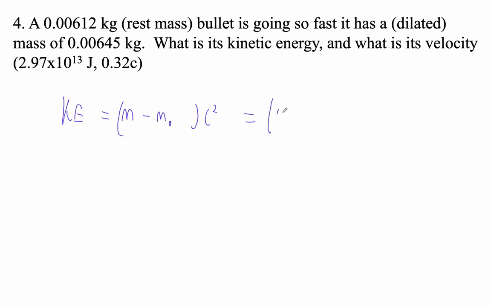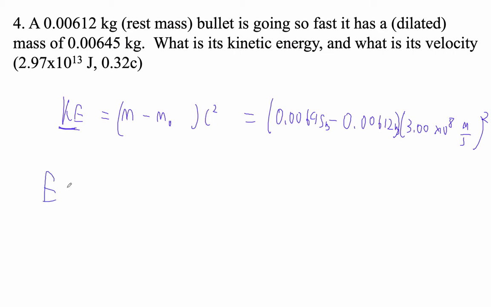The dilated mass is 0.00645. The rest mass is 0.00612. We're going to multiply by 3.00 times 10 to the 8th meters per second, and don't forget to square it. Understand what we're saying here: the reason that the mass changes is that it's got kinetic energy. If you take the amount of mass that it increases by and multiply by c squared, we're just using Einstein's E equals mc squared.